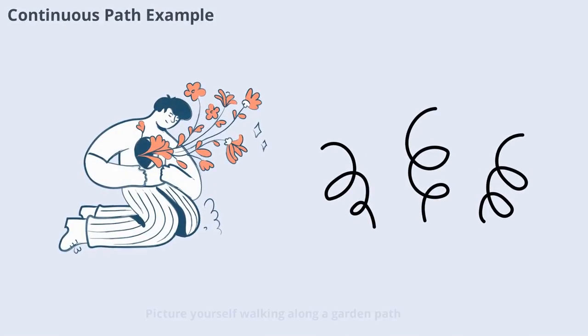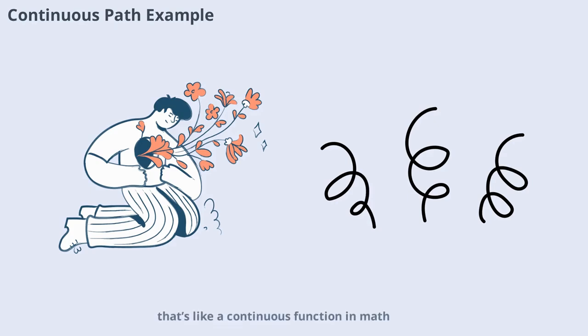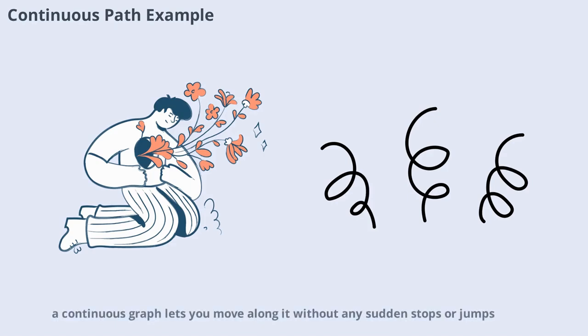Picture yourself walking along a garden path. If the path is smooth and you never have to jump over gaps or climb over rocks, that's like a continuous function in math. The path lets you walk smoothly from start to finish. In the same way, a continuous graph lets you move along it without any sudden stops or jumps. Let's look at a drawing of a smooth, curvy line to help you imagine this.